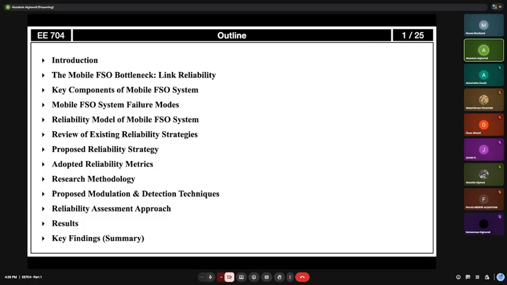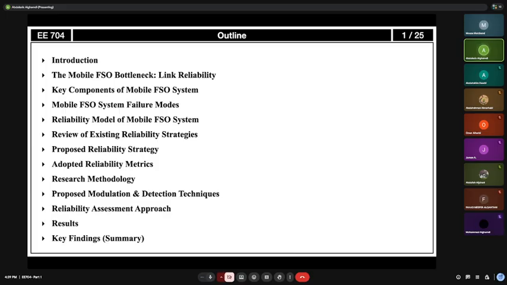Then I will discuss the key issue in the mobile FSO system. What are the components of the system and the failure modes? Also, what is the reliability model of the FSO system? And then a review of existing reliability strategies, what is my proposed reliability strategy, and what are the adopted reliability metrics. And also, I will introduce the research methodology that I followed in this work.